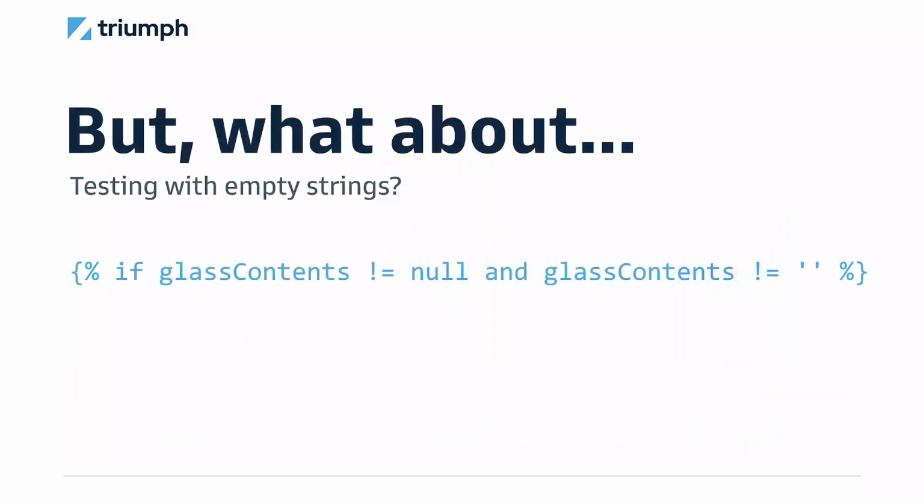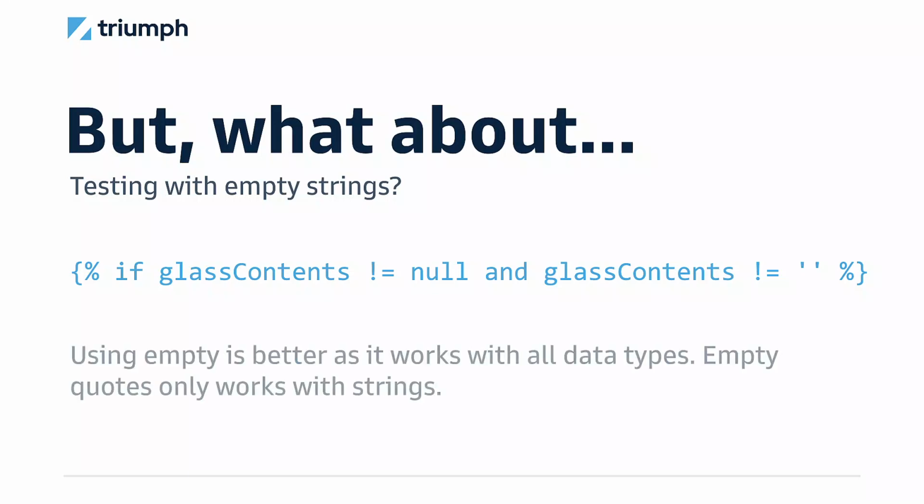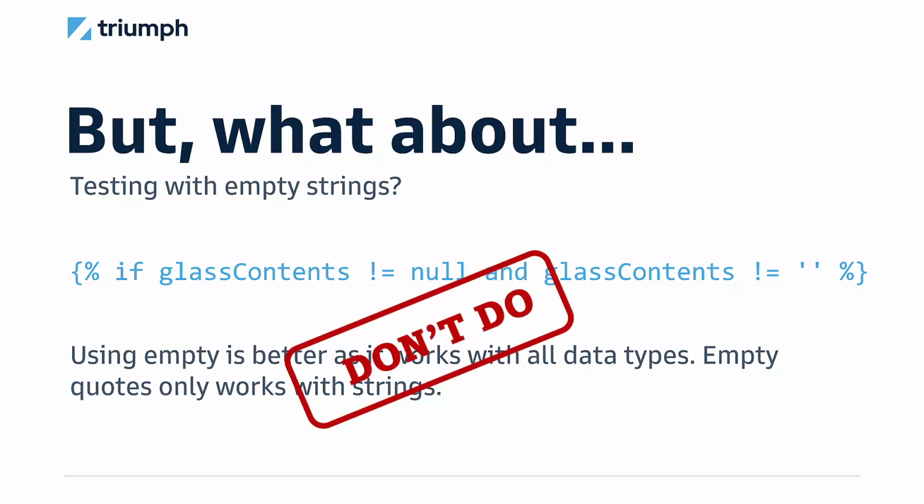So there's other ways you could probably do this. So you might be saying, but what about testing with empty strings? So this would be like a single quote open, single quote close. That will work with some data types, like strings, but it doesn't work with all data types. So what we would say is, don't do this. It could lead to unexpected results.